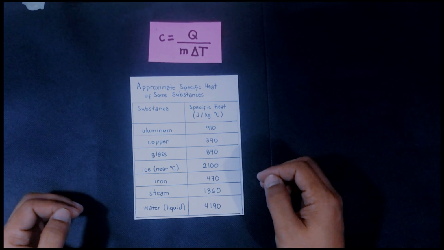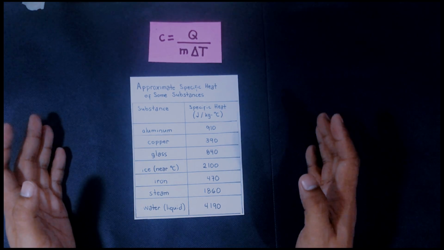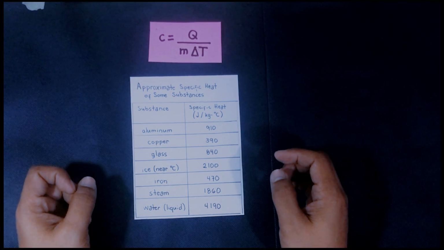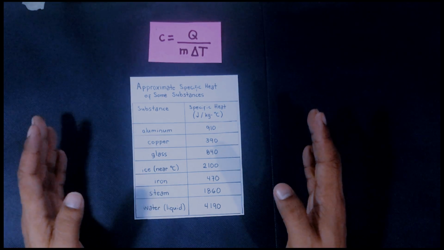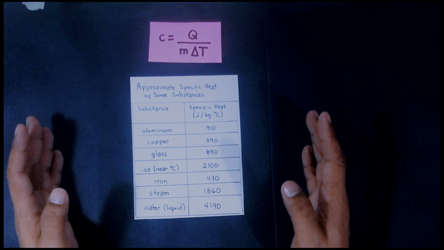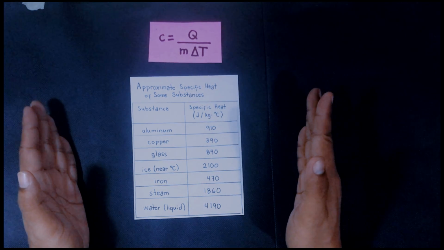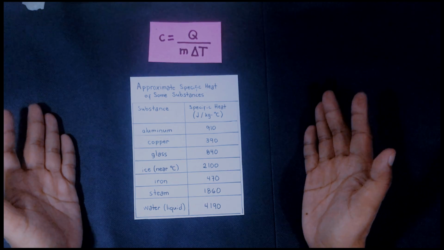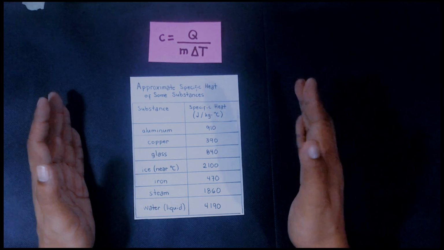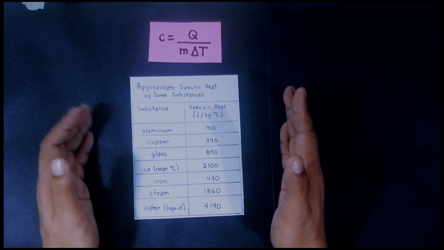Now, here's the thing. What if the amount of substance that I have is no longer equal to 1 kilogram, and the change in temperature is not anymore 1 degree Celsius? Because if the mass is 1 kilogram and the change of temperature is just 1 degree Celsius, we don't need to compute for anything. We just look at this table. But what if the mass and the temperature change are no longer equal to 1? So how do we solve for it?